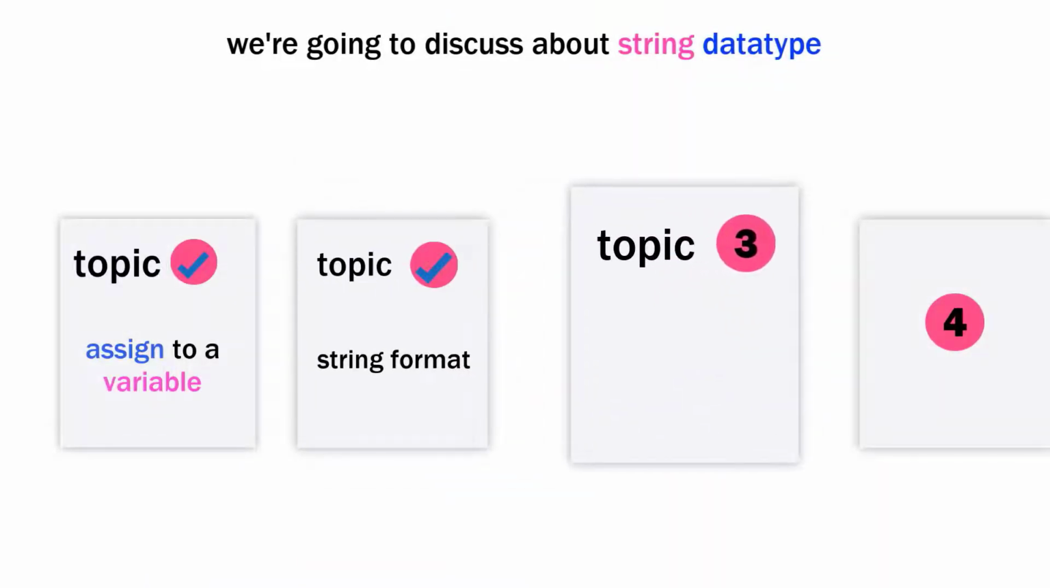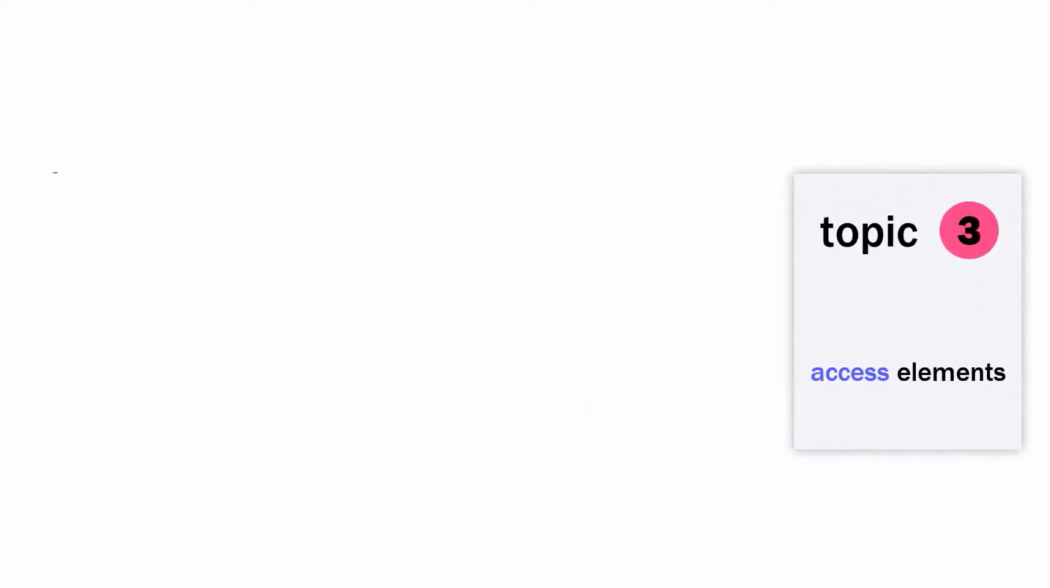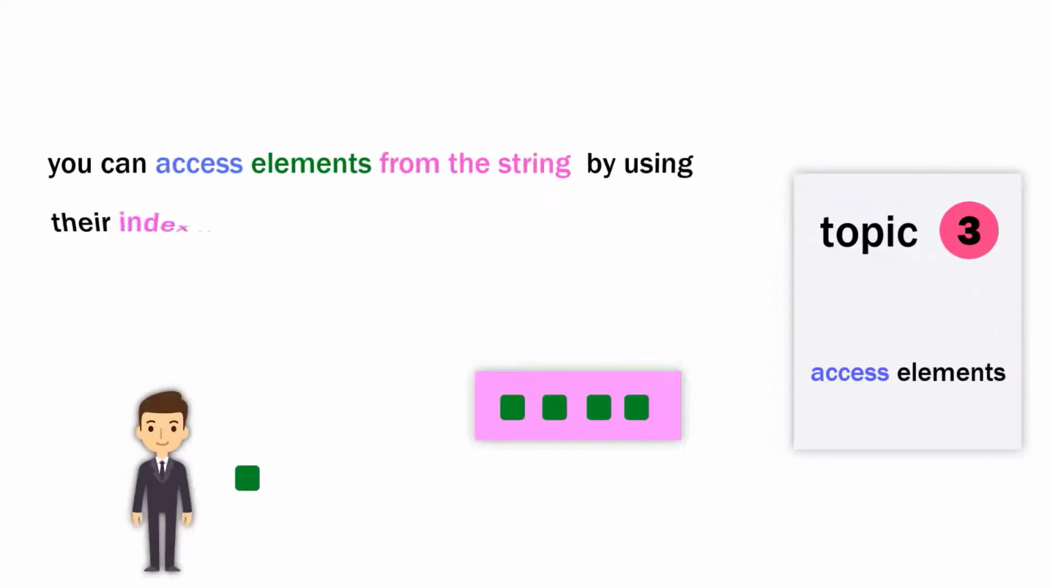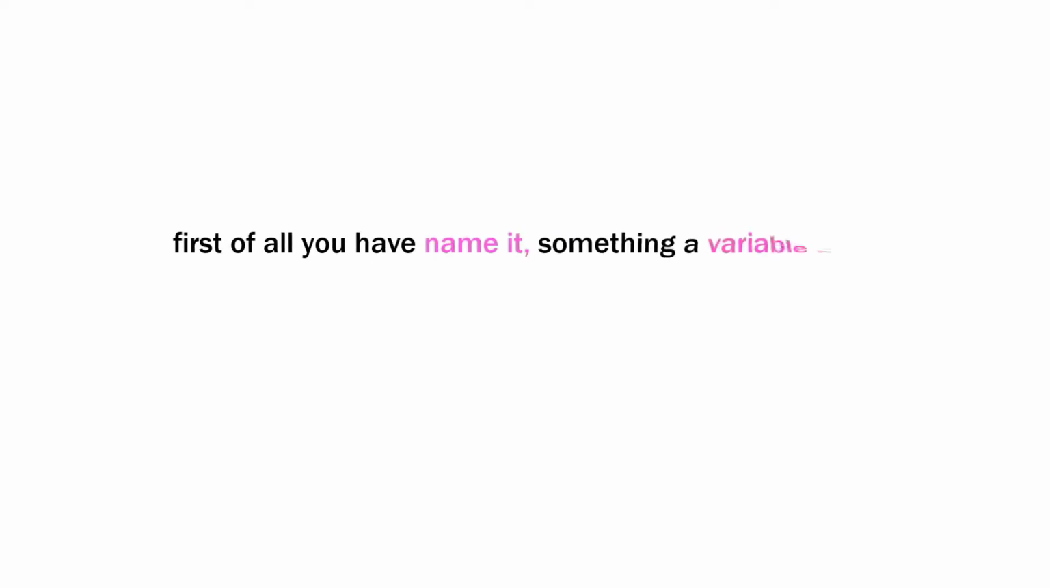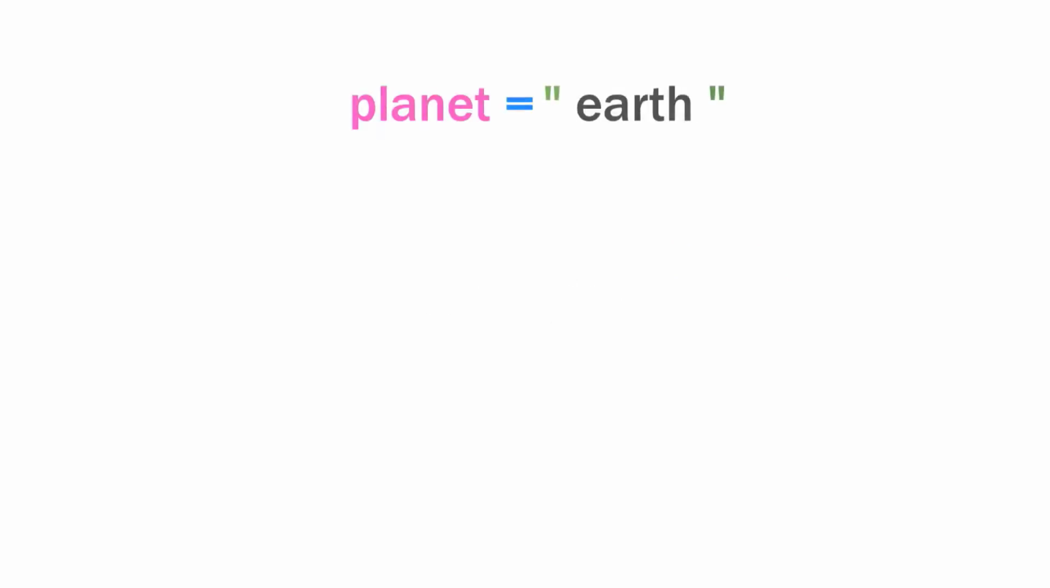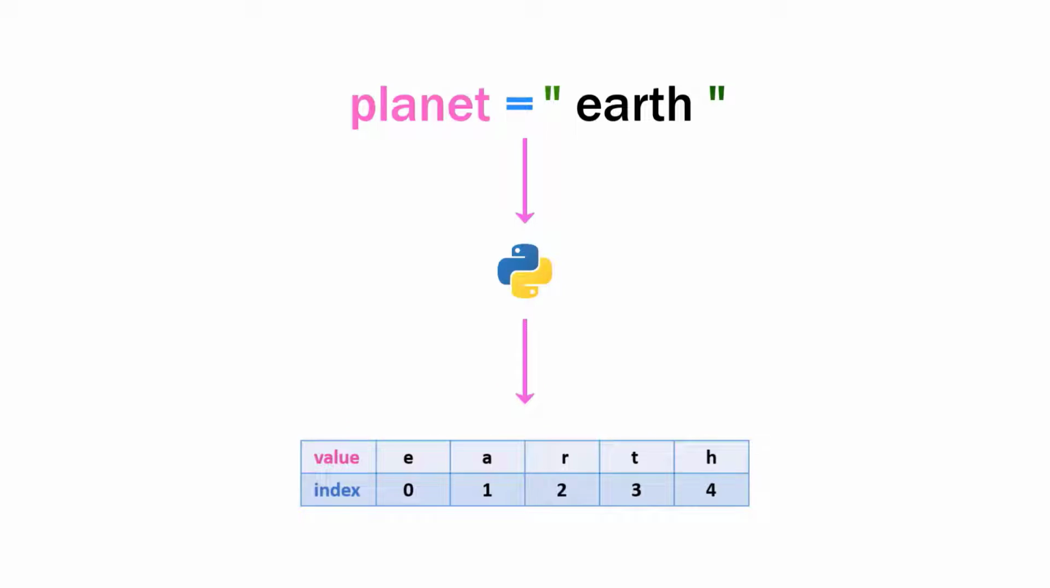Now the third topic is access elements. We can access elements from a string by using their index numbers. This is also called slicing strings. For example, if you want to create a string, first of all you name it with a meaningful variable name, for example planet equal to double quotes Earth. When you store this as a string, Python thinks of this table right here for the planet string. So we have the elements E, A, R, T, H, the same as the value specified here, and each element has an index number.